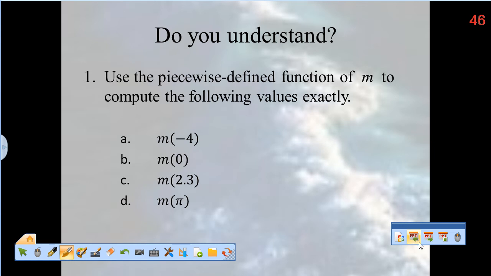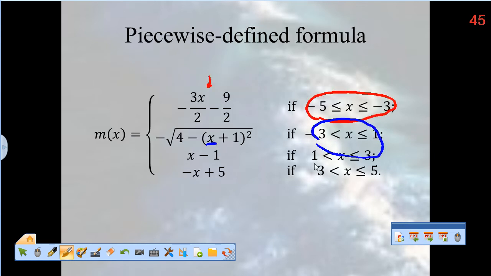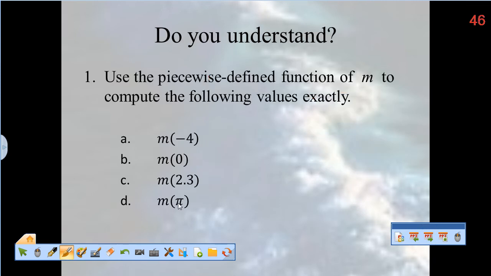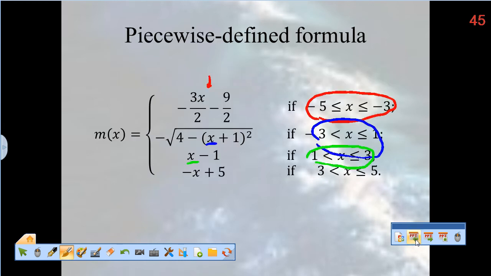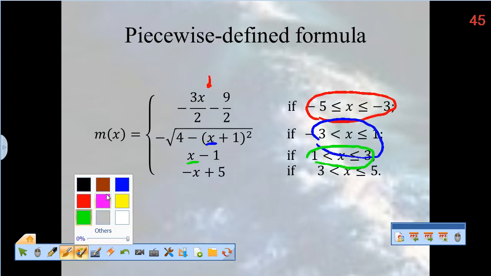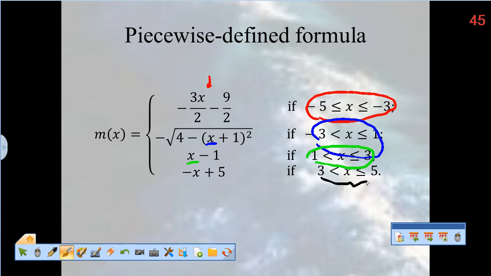All right. M at 2.3. Well, 2.3 falls here. So I'm going to put 2.3 in for x here. So 2.3 minus 1 is 1.3. So the answer is 1.3. Then last but not least, pi. Pi is approximately 3.14, and 3.14 is going to fall here. So negative 3.14 plus 5. The answer is 1.86.